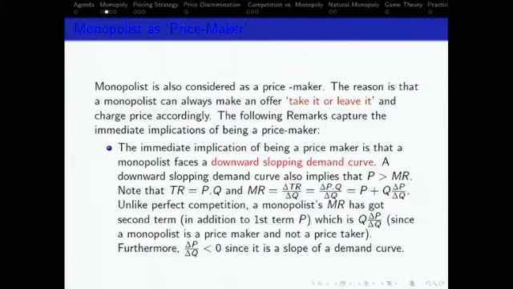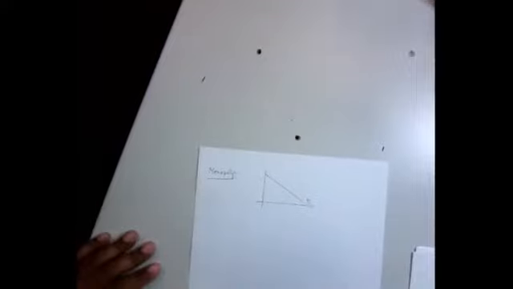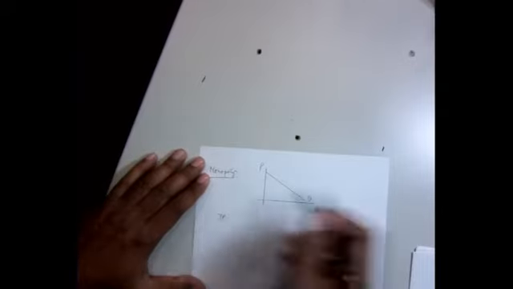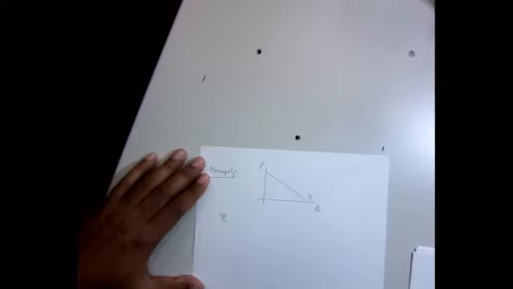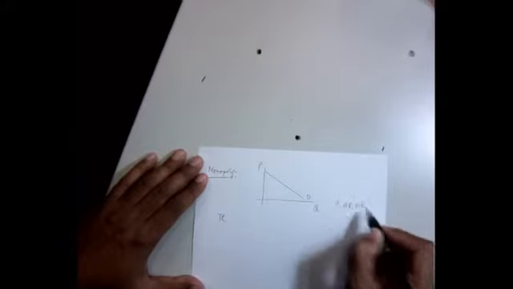Let's go back to the doc cam. Because a monopoly has market power, the demand curve it faces is downward sloping. We already know that. By manipulating production, it can change the price, and that's how it exercises market power. So this is price, this is quantity. Now, if the demand curve is downward sloping, what is the relationship between price, average revenue, and marginal revenue? That's what I'm trying to find.